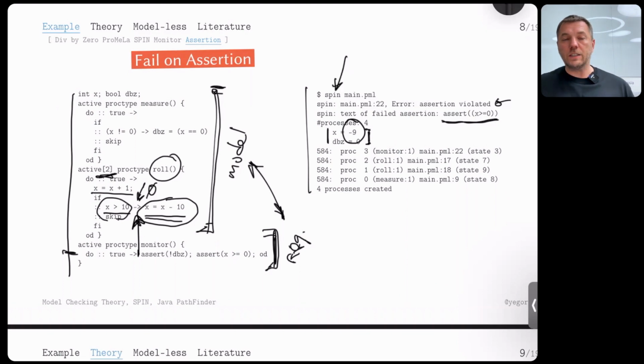Spin basically is trying to execute your model in all possible scenarios. So it's not going to be just one execution. It will try to run your model as long as necessary in order to go through all possible situations which may happen with your state. So all the possible values of your variables, it will try to jump between them and see what happens.